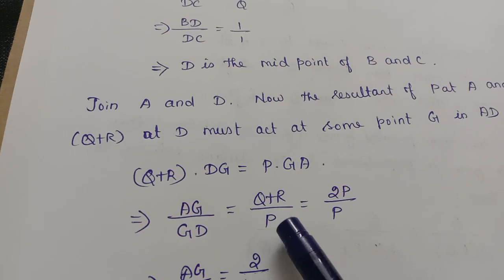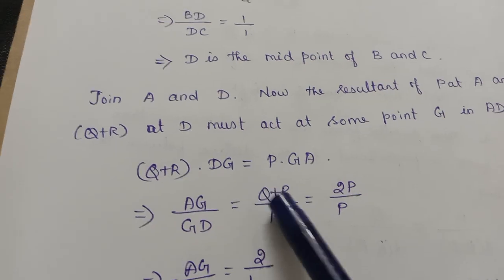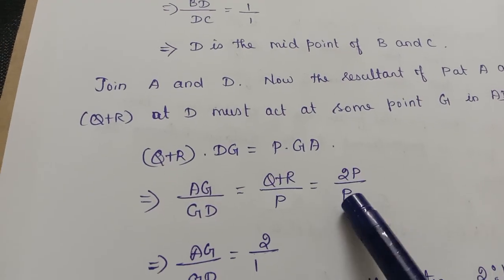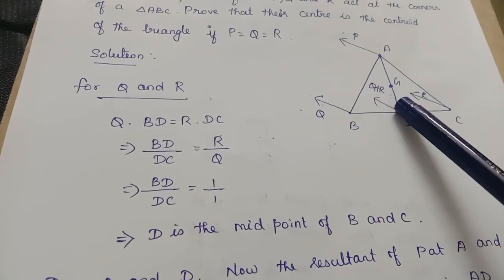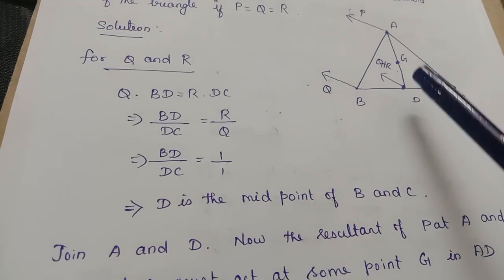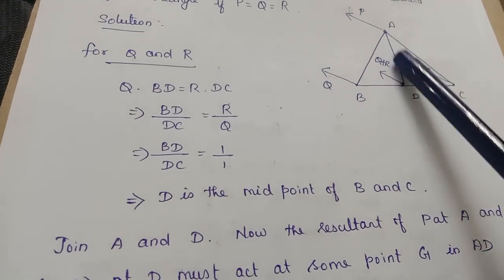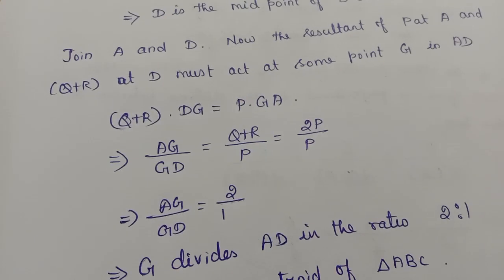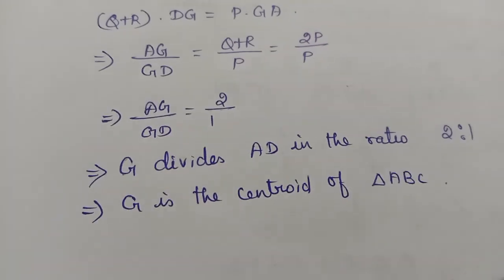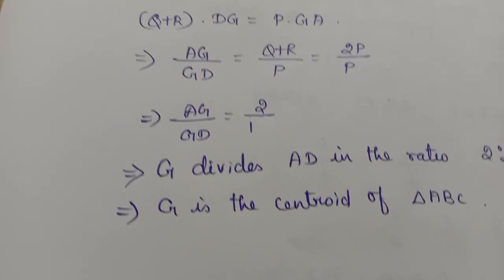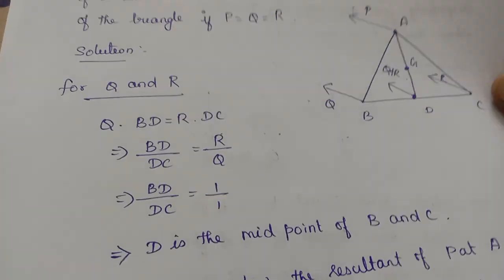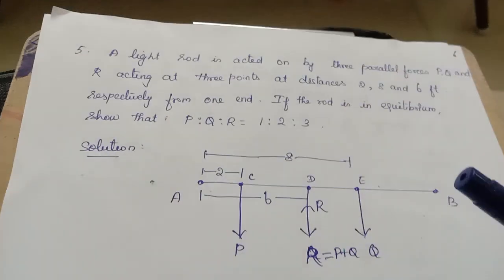But again, what do we have? All the three forces are equal, no? So I can replace Q plus R by 2P by P. So what do I get? AG by GD equals 2:1. What is this AG by GD? 2:1 means what? That is nothing but the centroid, isn't it? Because only the centroid divides the line in the ratio 2:1. So what do we conclude? The resultant of all the three forces passes through the centroid of the triangle when the three forces are equal in magnitude. Okay, then the last problem.